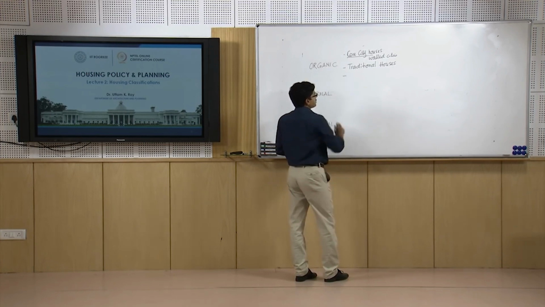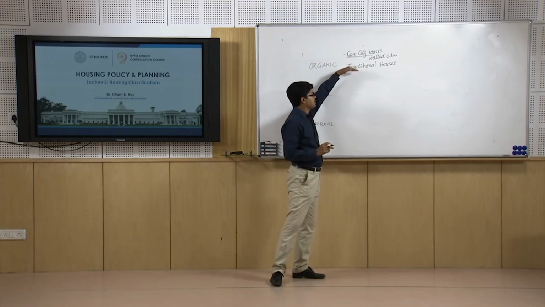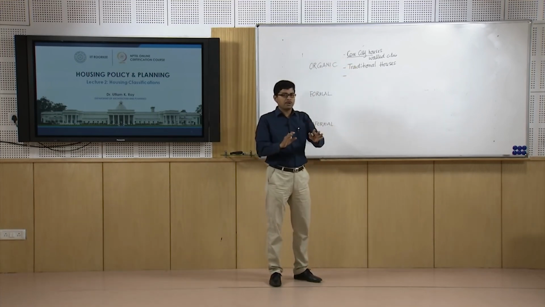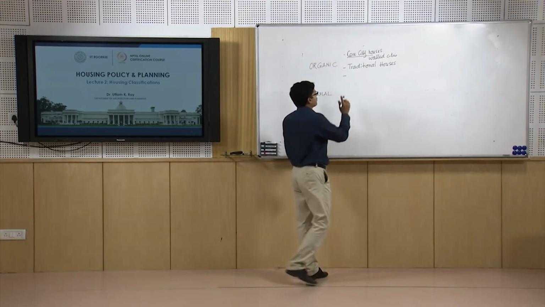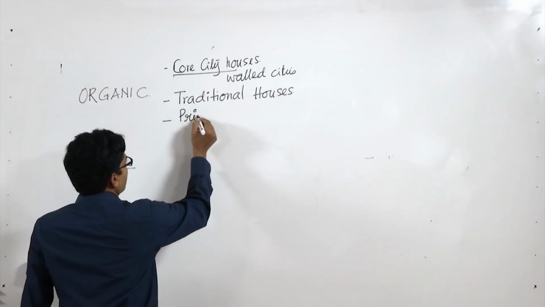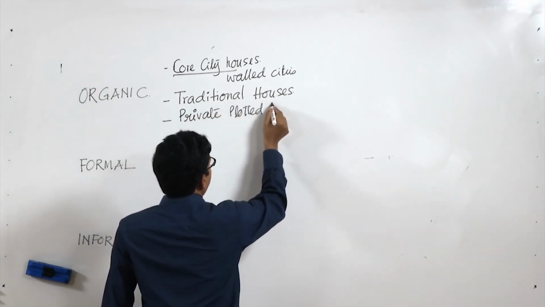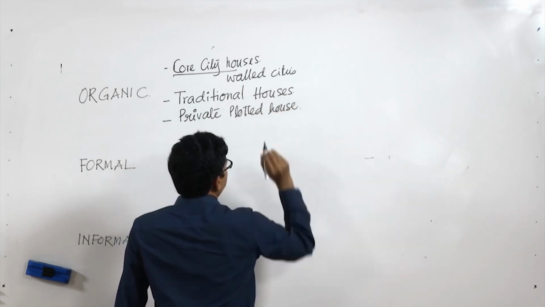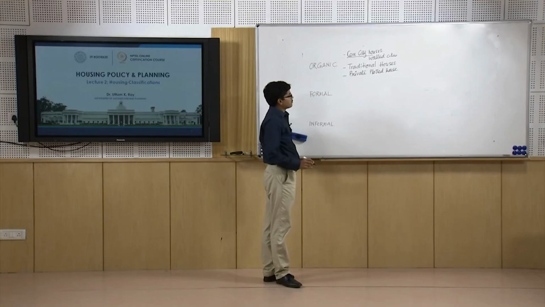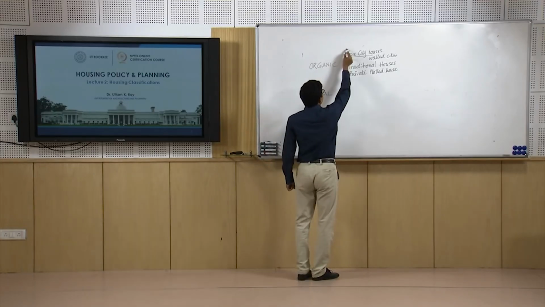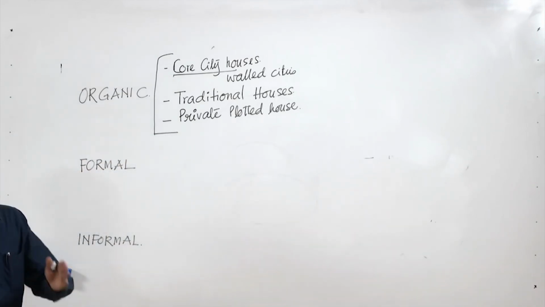Third category, what we see after the traditional houses, is that there are houses other than the core city and traditional houses which are built by the people basically in the outskirts or in the suburb area, basically plotted house, but private plotted house. So, these are typically the options which we have in the organic category: the core city house, the traditional houses, and privately built plotted house.